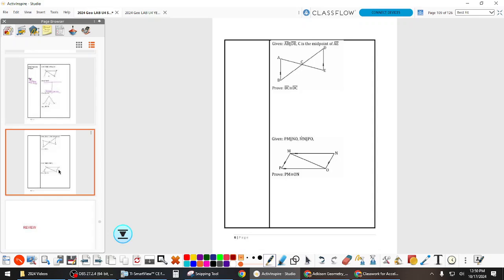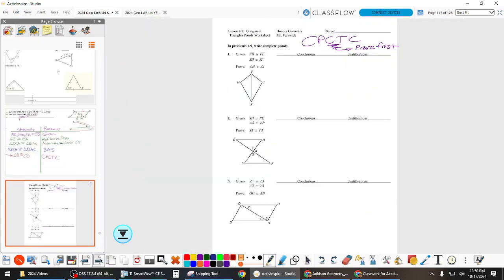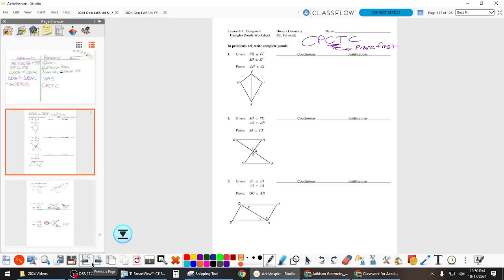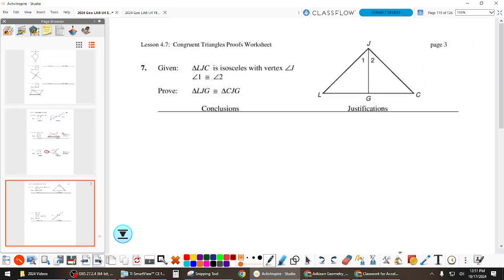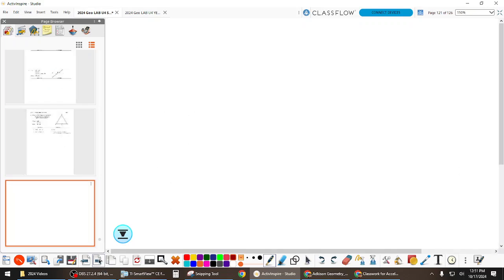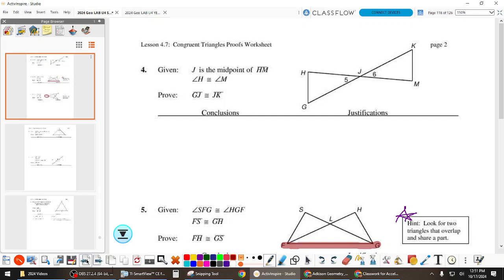All good? Okay. How about the Mr. Furwerda page? Obviously I didn't make this one, but it's a really good one. That's why I like it. Any of these? Starting on that? I know that a couple of people got stuck on the last. You guys don't have that page, right? Yeah, is this your last page? Okay. Some people got stuck on these.